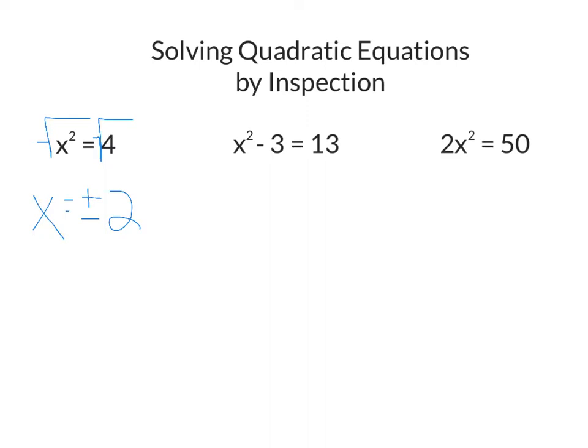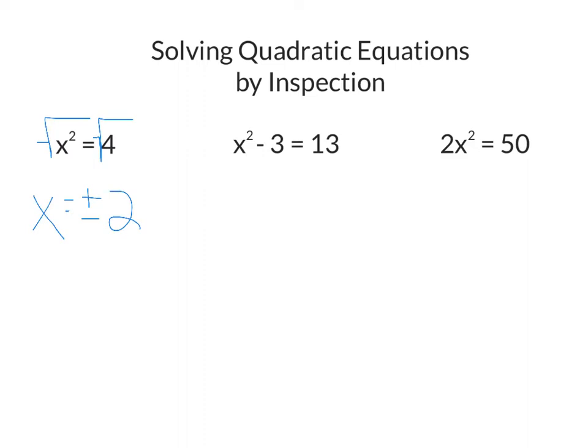The reason why that works out is if I take 2 and I square it, I get 4. But if I square negative 2, it's also 4, because 2 times 2 is 4, negative 2 times negative 2 is 4. So when we take the square root of a number, we always have to remember to take both the positive and negative root.